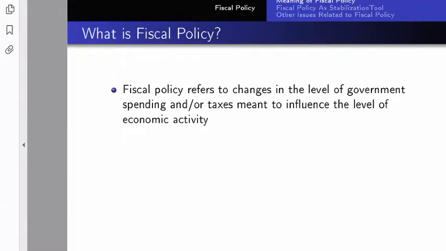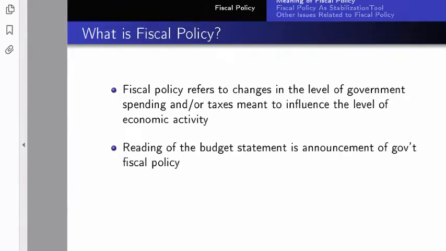One of the ways government can generate money is through what? Taxes. All right, it's through taxes. So it raises money through taxes and spends the money as what? Government expenditure. All right, so that's all fiscal policy is about. How does the government generate its money, and how does it spend its money. So fiscal policy refers to changes in the level of government spending and or taxes meant to influence the level of economic activity.